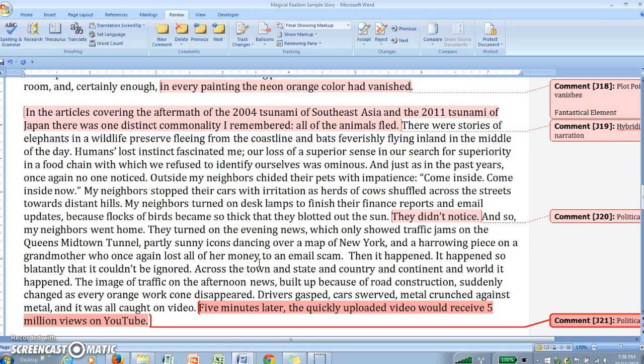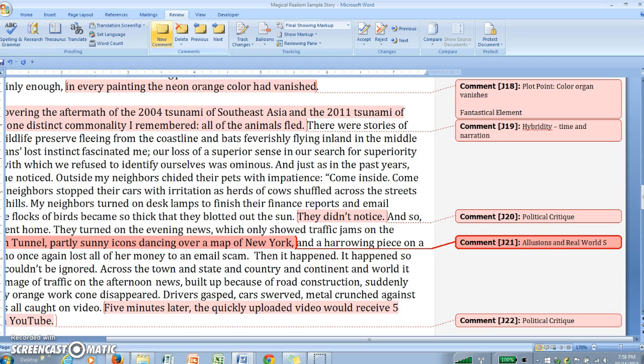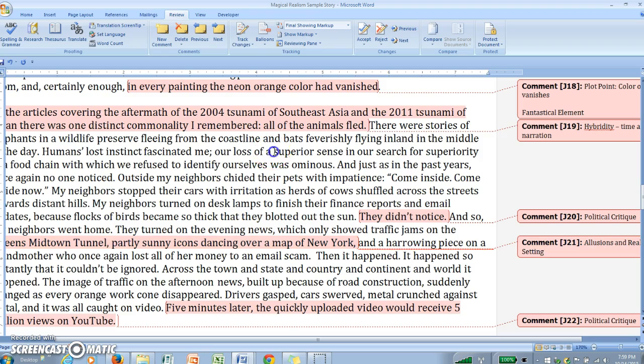So what this paragraph does is it brings in the hybridity, it brings in the political critique, and it also uses literary devices. It had a great deal of alliteration, it had tons of imagery, it had allusions to New York, which also helps with the real world setting. New York and Queens Midtown Tunnel. Here we have allusions and real world setting, which tend to work hand in hand. So you're going to want to make sure that you use these things in your writing too, because it's going to be in your rubric, and also because it makes your writing better. It'll make your stories more fun to read and more powerful when they are read.